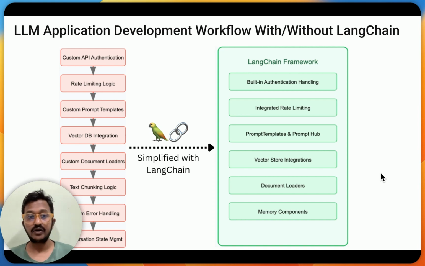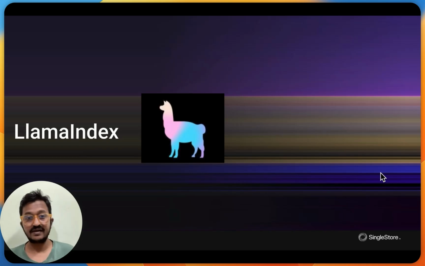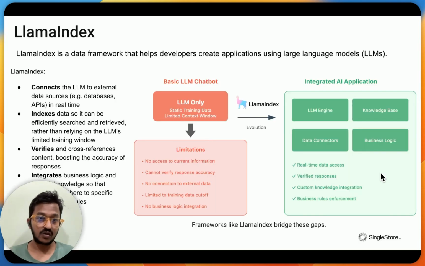And let's move on to LlamaIndex, which is another open source platform to help you build LLM-powered applications. LlamaIndex is a data platform that helps developers create applications using LLMs. As simple as that.